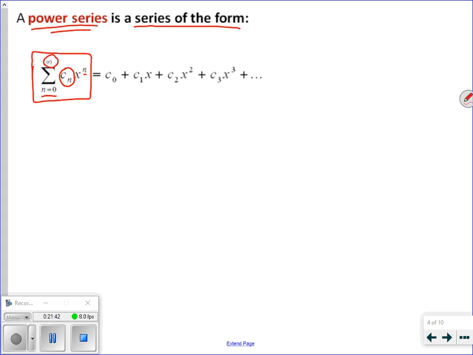It expands to this: c sub 0 x to the 0, plus c sub 1 x to the first, plus c sub 2 x to the second. This is the expanded form of a power series. It is a polynomial. It is a function. It is dependent on x. Let me give you an example, and I think I would like to maybe end on this slide. I think that's my game plan here.